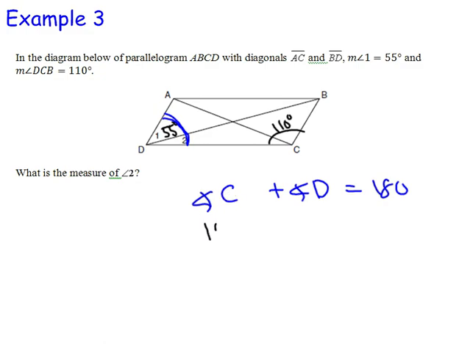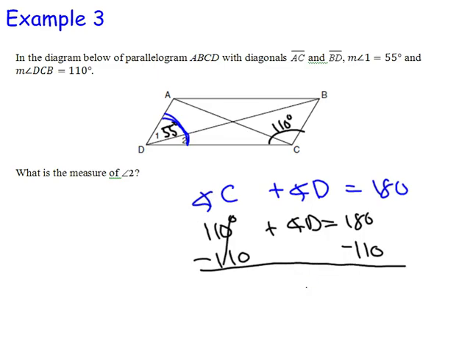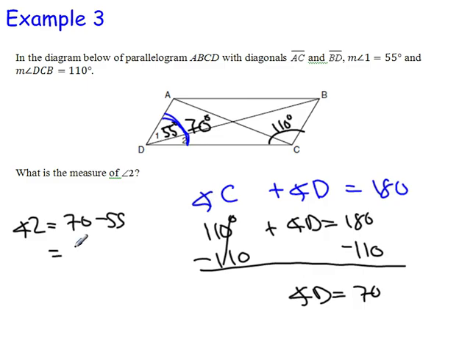So angle C is 110 plus angle D equals 180. Subtract 110 from both sides. Angle D is equal to 70. So this whole angle is 70 degrees, but I want the bottom part of it. I know the top part is 55, so to get angle 2, I could say 70 minus 55, and that will give me the answer for angle 2. Angle 2 is 15 degrees. So this angle here is 15 degrees. That's the answer.